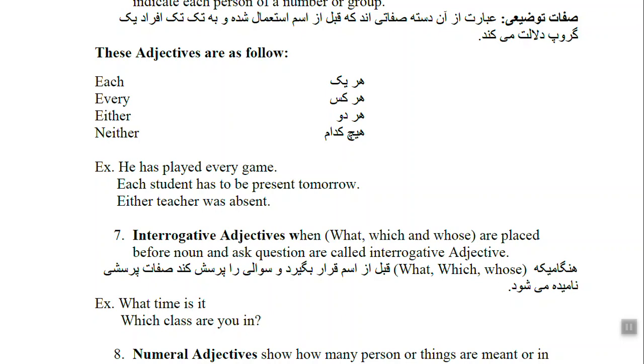What time is it? Interrogative adjectives. In this case, you can say, for example, which class are you in, or which class are you? Both of them are correct. Or you can say, whose book is that? Or you can say, what time do you leave home in the morning? What time do you leave home in the morning?